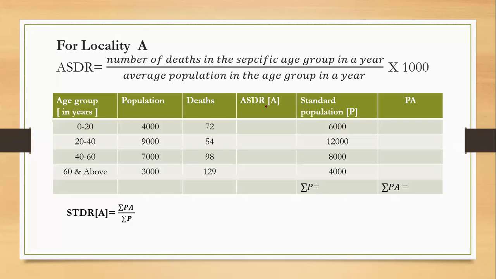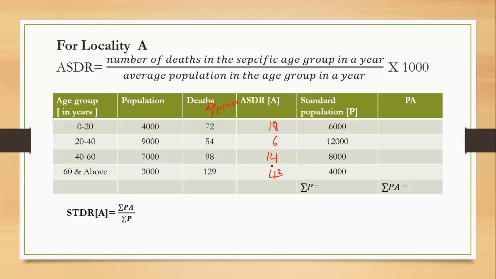First one, ASDR. How to calculate? Death divided by the population into 1000. So first one, 18. Correct. Second one, 6. Third one, yes, 14. Good. Fourth one, good, 43. Okay, now you found the ASDR.